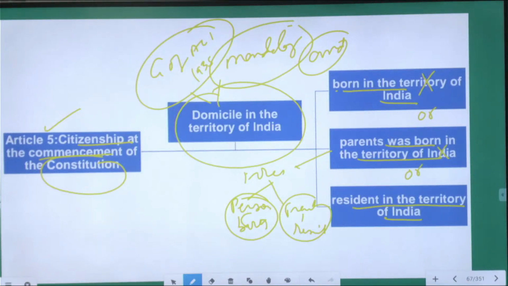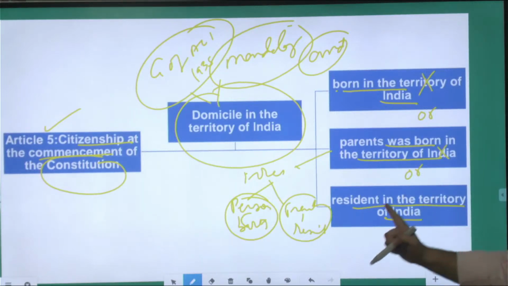So if he is not born in India, his parents were also not born in India, but he is domiciled and resident in India, resident just five years before the commencement of the Constitution, then the person will be considered a citizen of India. This is what Article 5 is about. Am I clear? Yes? Clear? Want to ask something? Chaliye. So this is what Article 5 is about.